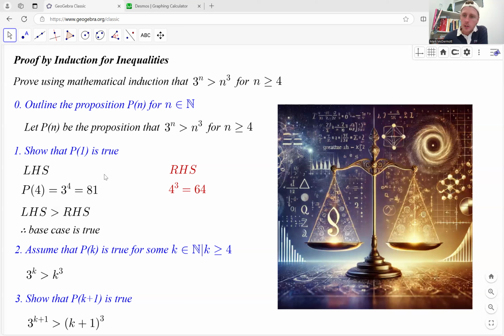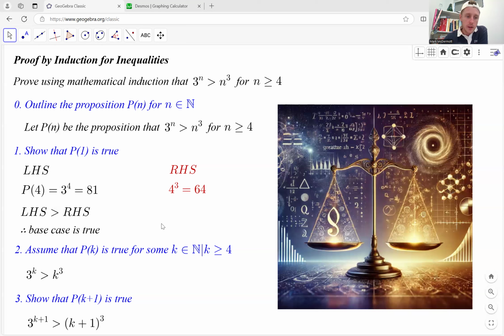And then what we need to do is show that the base case is true. So show that P of 4 is true. Now remember, the minimum value of n is 4, so our base case here is actually 4, not 1 like some of the other inductions we've done. There's going to be 3 to the 4, which is 81, I think. I didn't actually check that. I think that's right. And 4 to the 3, which is 64. So it is indeed the case that the left-hand side is greater than the right-hand side for that base case. So the base case is true.